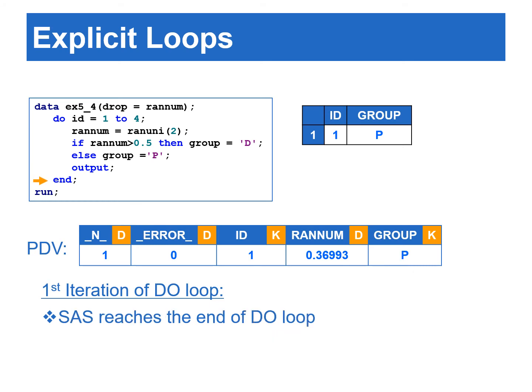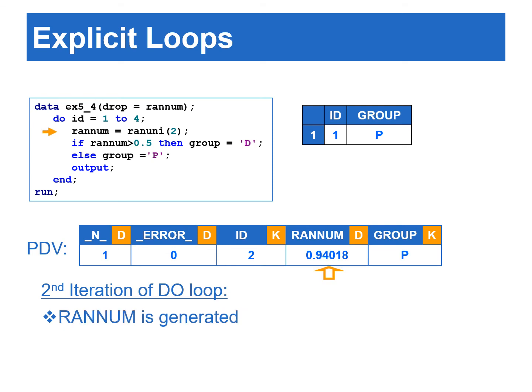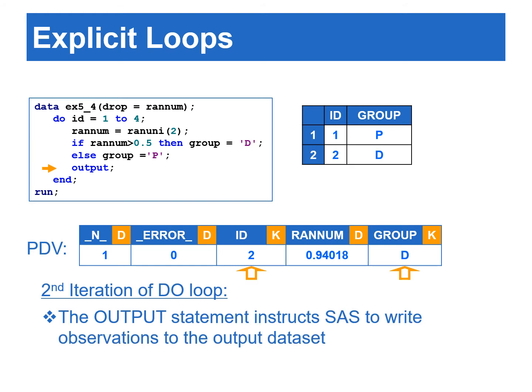SAS reaches the end of the do loop and returns to the beginning of the do loop to start the next iteration. At the beginning of the second iteration, ID is incremented to 2. Since 2 is less than or equal to 4, the second iteration continues. Random is generated again. Since random is greater than 0.5, group is assigned with value d. The output statement copies the contents from PDV to the output data.